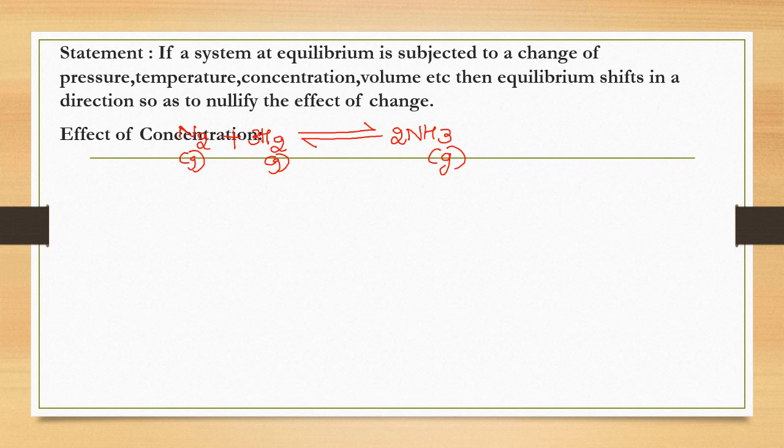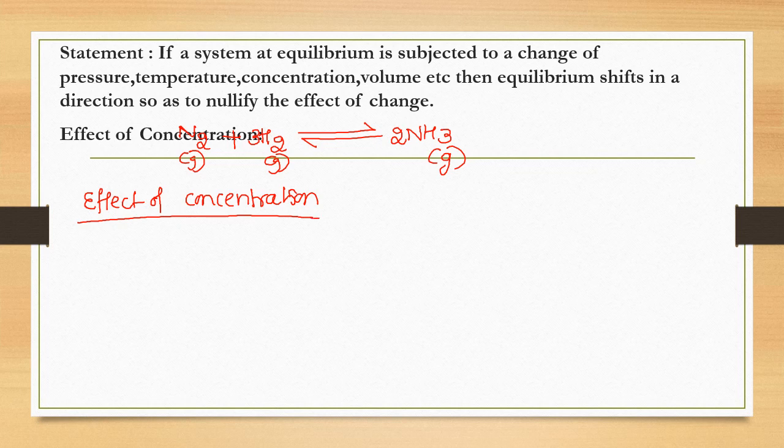That is the principle behind this. Okay, so now I'll consider the effect of concentration first. What happens if we change the concentration of the reactants? There are two reactants, nitrogen and hydrogen, and the product is ammonia. What happens if you change the concentration of the reactants, or the concentration of the product? What happens to the equilibrium state?